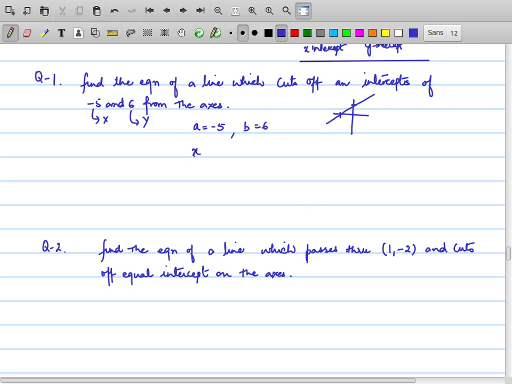Now what is the equation? x upon A plus y upon B equals 1. Remember this in the form x upon x-intercept plus y upon y-intercept is equal to 1. Therefore x upon -5 plus y upon 6 is equal to 1.